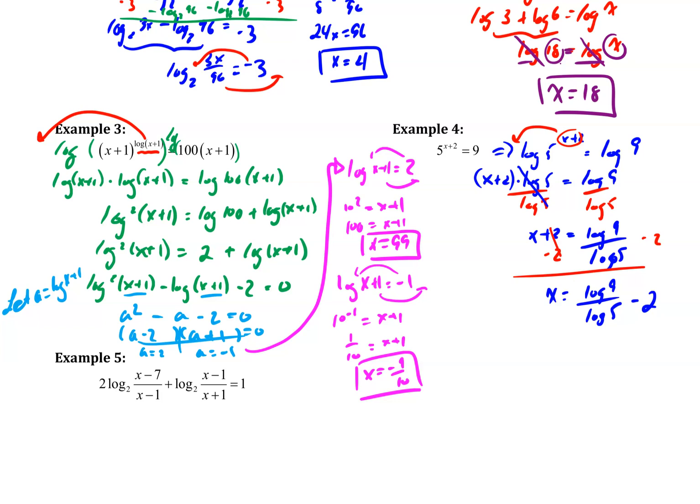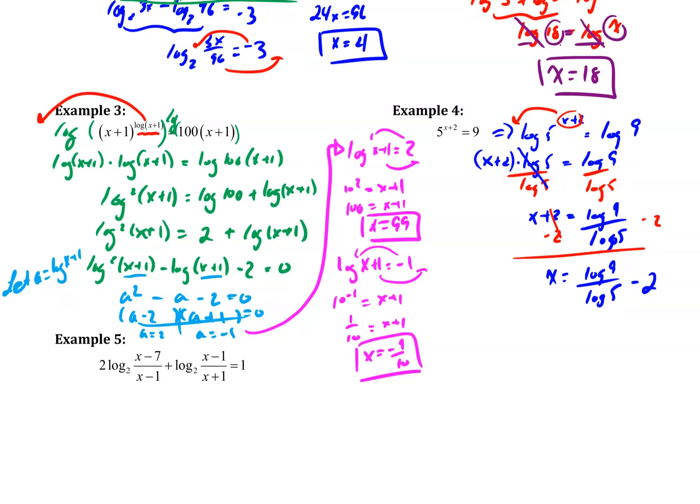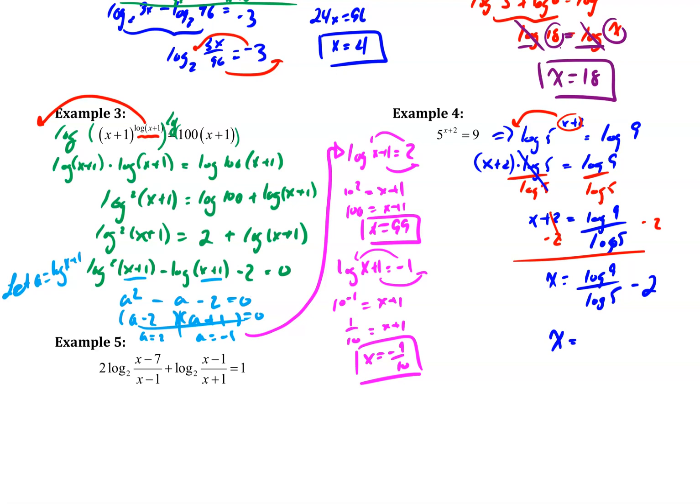For argument's sake here, let's plug this into the calculator and get a rough decimal estimate. So let's just take our calculator real quick. I'm going to type that in. So we got log of 9 divided by log of 5, and then I'm going to subtract that entire answer by 2. So I got x to equal approximately, I'm going to round it here, to negative 0.6348. All right. Again, I want to check that, make sure it's not going to cause me any problems. In this case, it doesn't, so that's my answer.